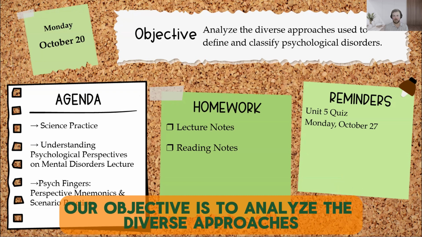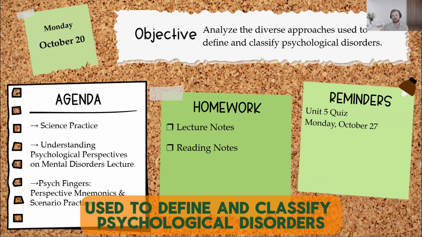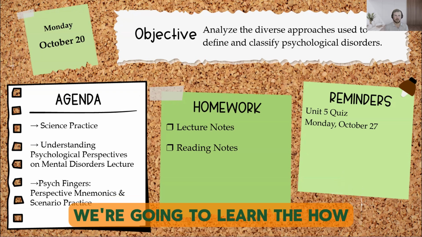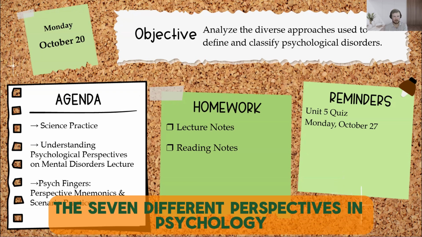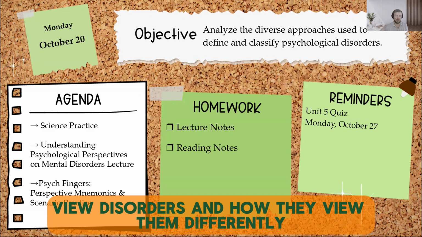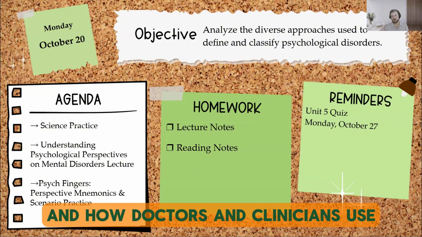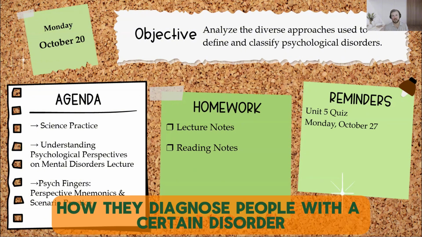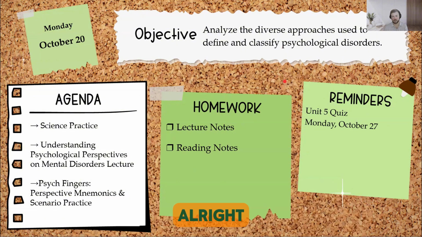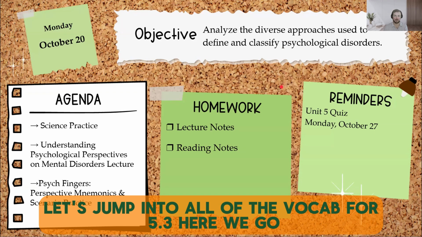Our objective is to analyze the diverse approaches used to define and classify psychological disorders. We're going to learn how the 7 different perspectives in psychology view disorders and how they view them differently. And we're going to learn about the DSM-5 and how doctors and clinicians diagnose people with a certain disorder. All right, let's jump into all of the vocab for 5.3.